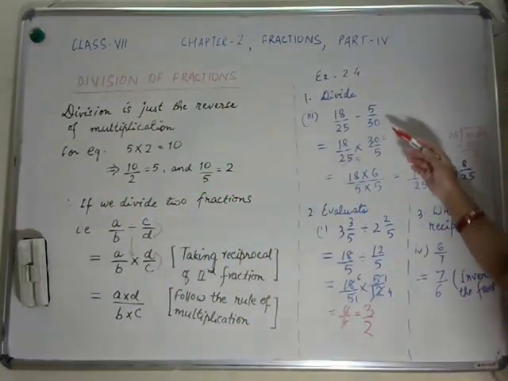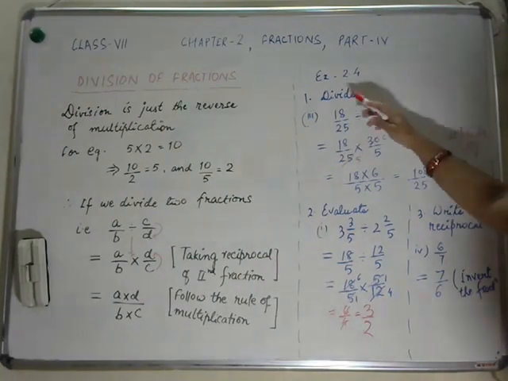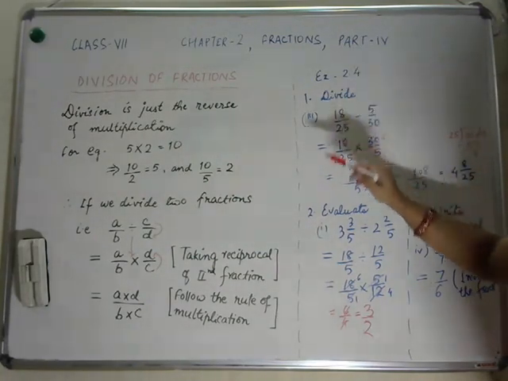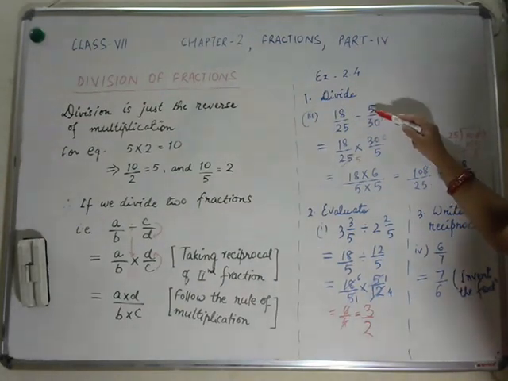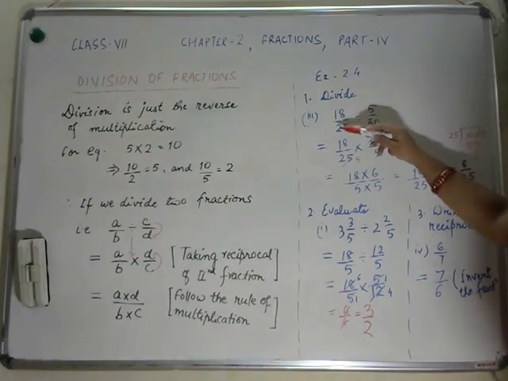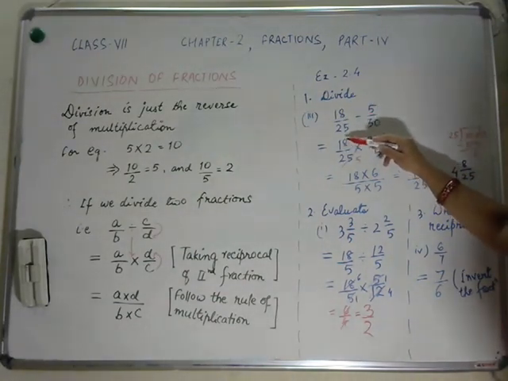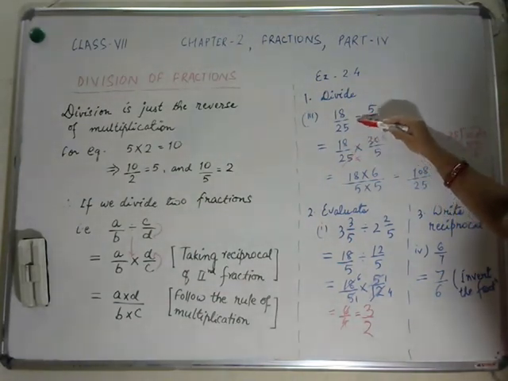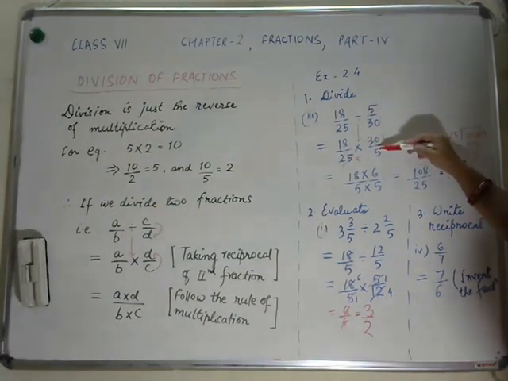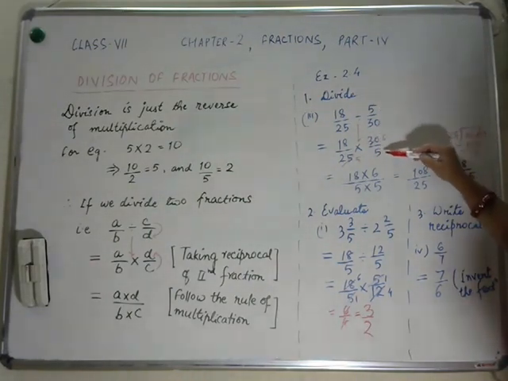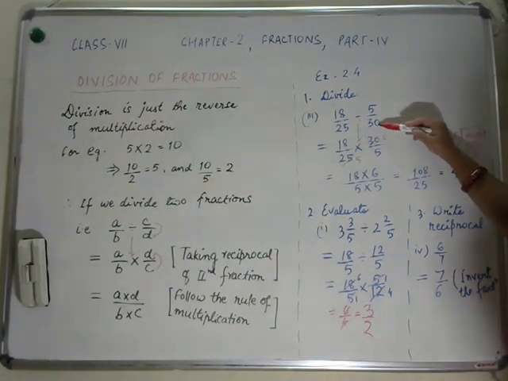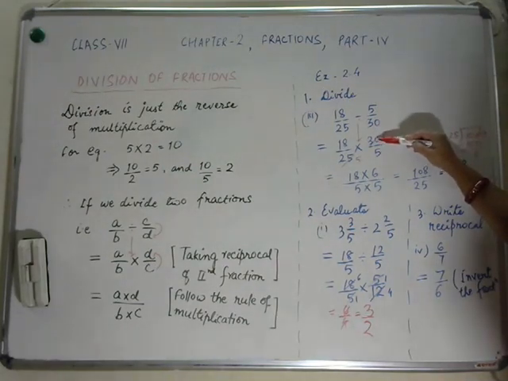Let us see some questions of exercise 2.4. The very first question says divide 18 by 25 divided by 5 by 30. So what we studied, I will write the first fraction as it is, 18 by 25. I will change my division sign to multiplication. My next fraction will become the reciprocal. It will be inverted. Earlier it was 5 by 30, now I change it to 30 by 5.